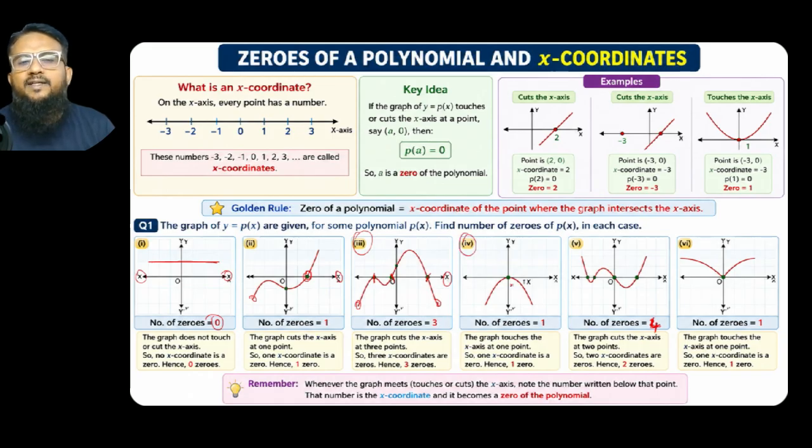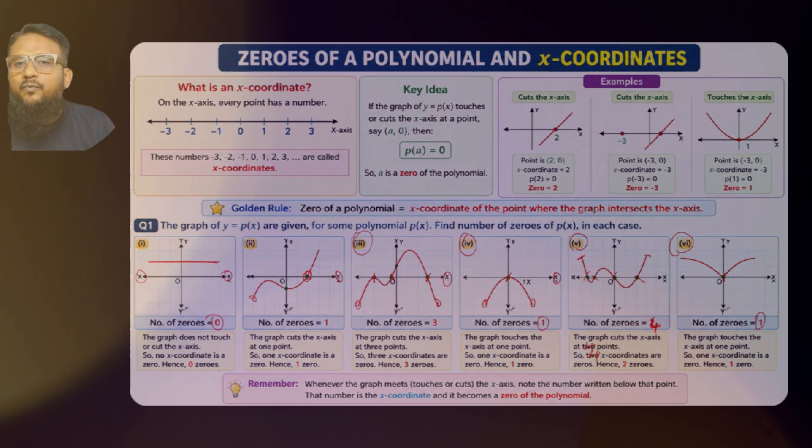See the fourth part, very simple. See, this is the polynomial line and this is the x-axis. The graph touches the x-axis at one point. So the number of zeros is 1. In the fifth part, this is the polynomial line. See, this is 1, 2, 3 and 4. The graph cuts the x-axis at 4 points, so the number of zeros is 4. In the sixth, the graph touches the x-axis at 1 point, so the number of zeros is 1.